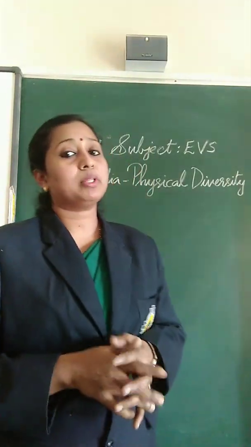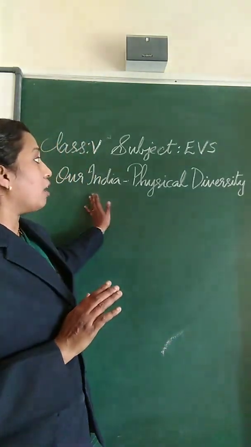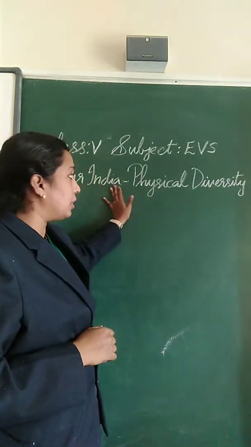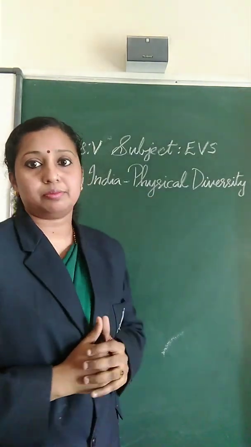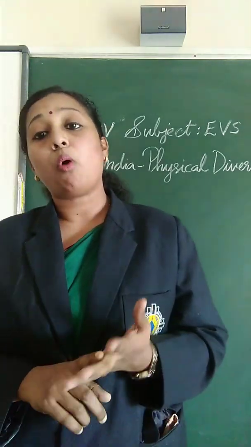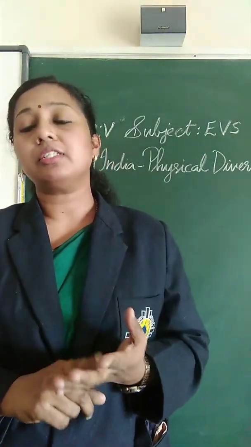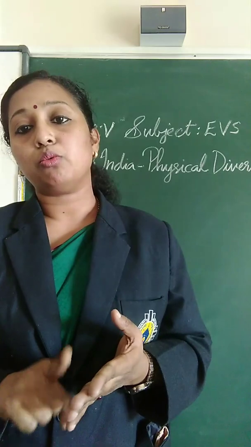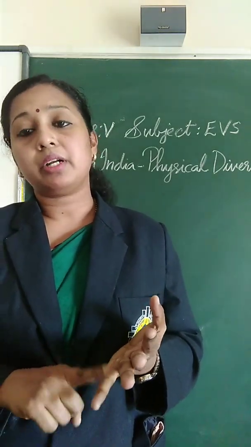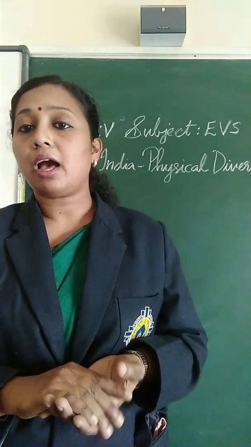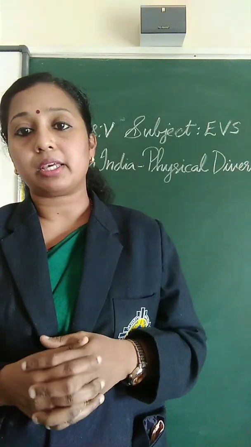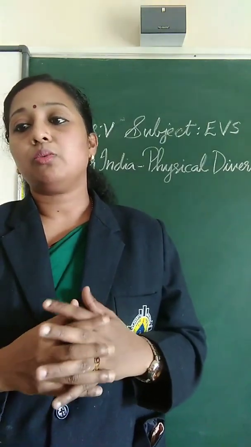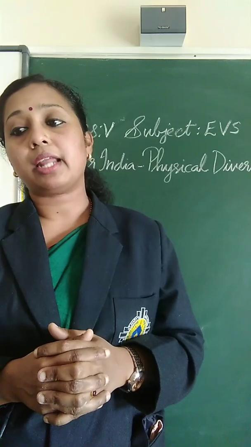So today I am back with the 15th lesson, India: Physical Diversity. Children, you know that India is our country and it has a vast variety of physical features such as the Himalayas, mountain ranges, high peaks, plateaus, vast plains, river systems, deserts, coastal plains and islands. Together they make up our country India, which has a unique natural setting.